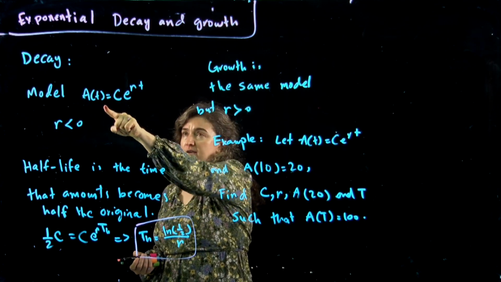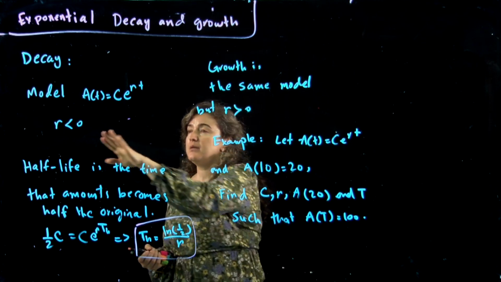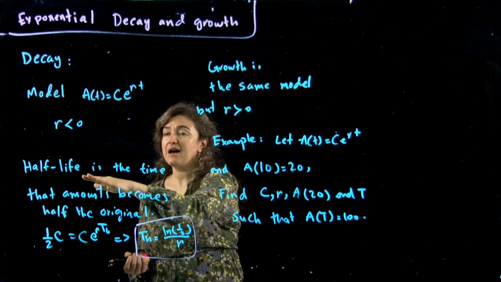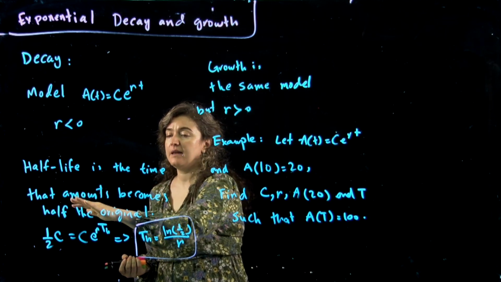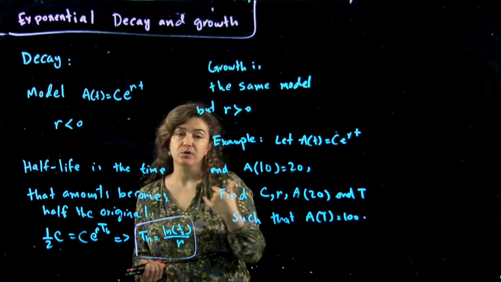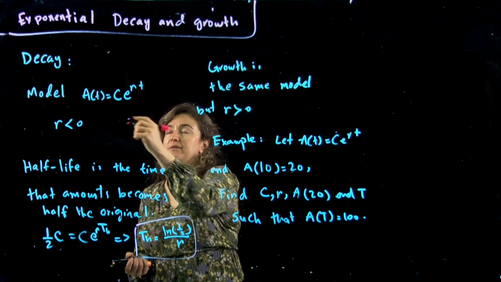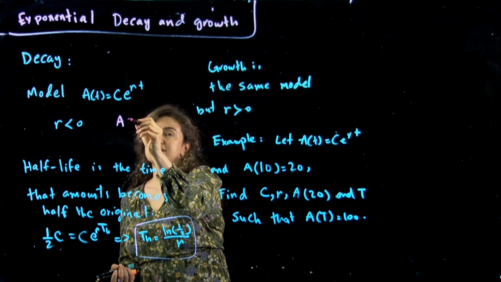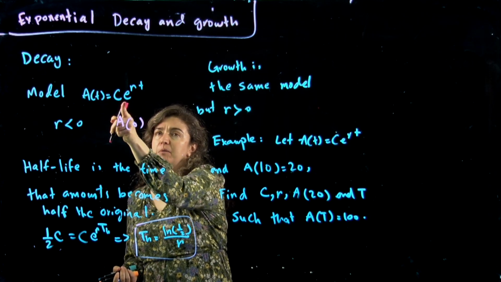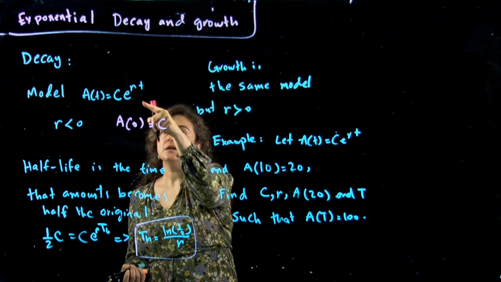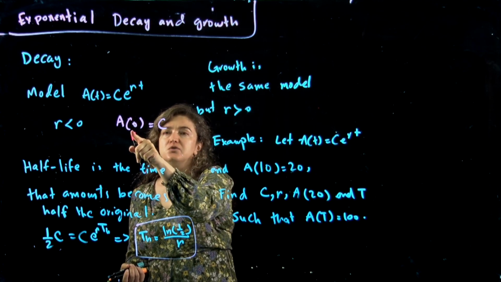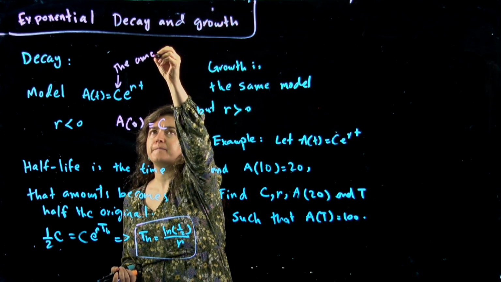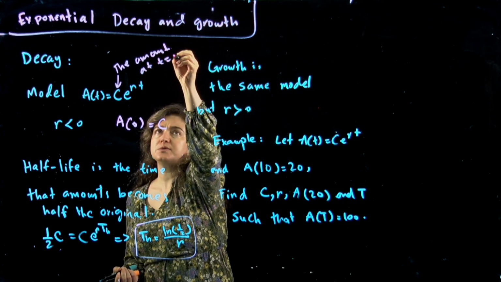Exponential decay follows a of t equal to c e to the power rt when r is less than 0. When we're talking about exponential decay, often we talk about half-life. Half-life is the time that the amount becomes half the original amount. Original amount means the amount at time 0. So a of 0, if I plug in here, I get c times e to the power 0, which is 1. So a of 0 is always the amount at t equal to 0.